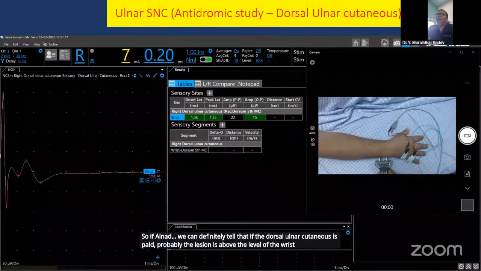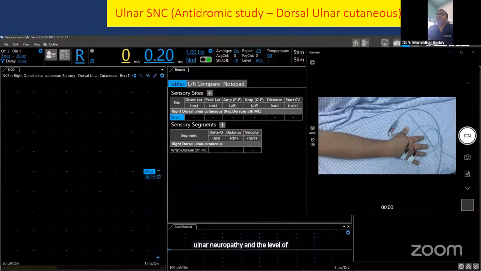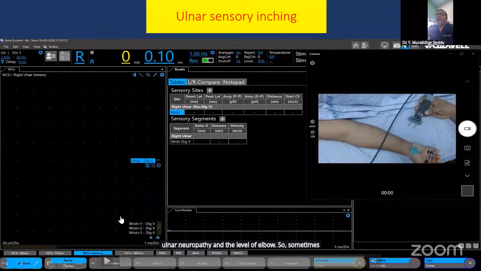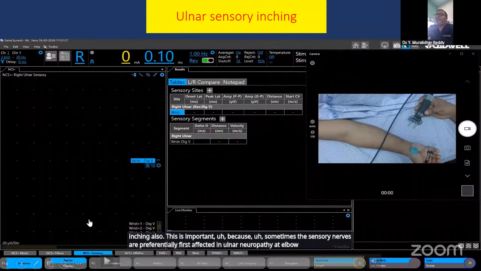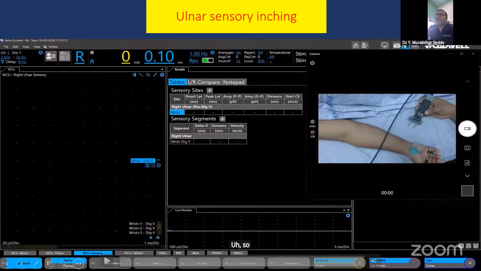That we can tell. But if the dorsal ulnar cutaneous is preserved, then it may not always be. Because of the preferential fascicular involvement, it could be spared, sometimes even in ulnar neuropathy at the level of elbow. So sometimes we can do ulnar sensory inching also. This is important because sometimes the sensory nerves are preferentially affected first in ulnar neuropathy at elbow. Sometimes the motor studies are completely normal. So ulnar sensory inching can also be done.